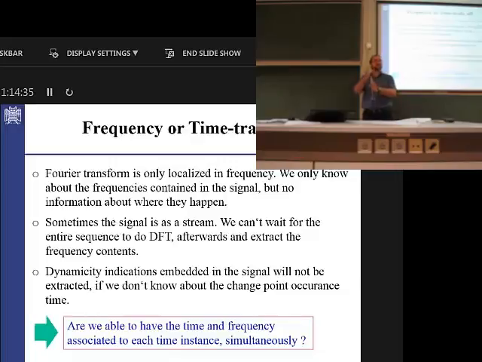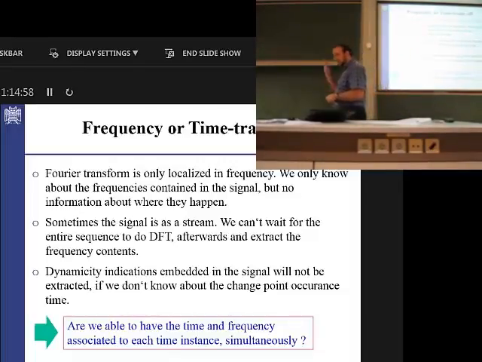So this dynamicity of the system is tractable, and actually traceable, if you have a kind of representation which demonstrates both the time and the frequency variations simultaneously.